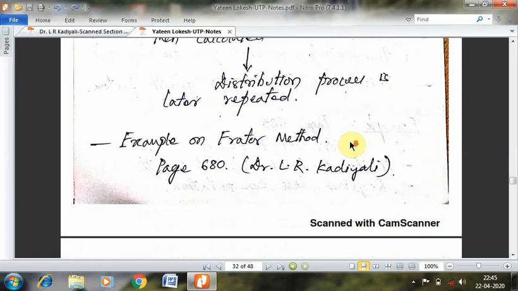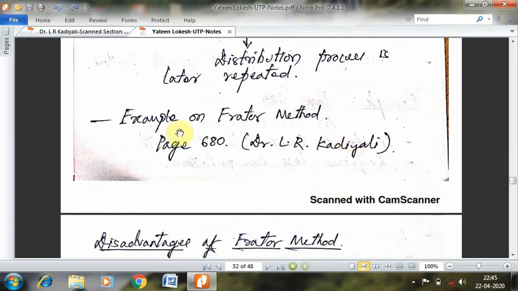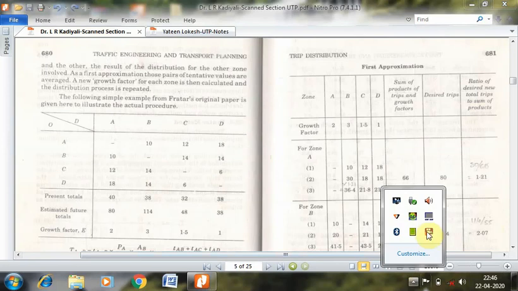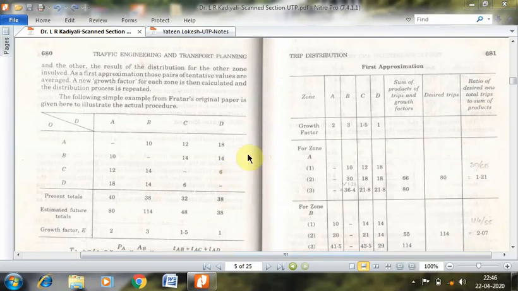So let me quickly begin with the problem based on this Fratter's technique. For this, I'll directly jump into the textbook which has been scanned. So this is a simple example which was explained by Fratter in his original paper, wherein he published this technique of doing trip distribution analysis.